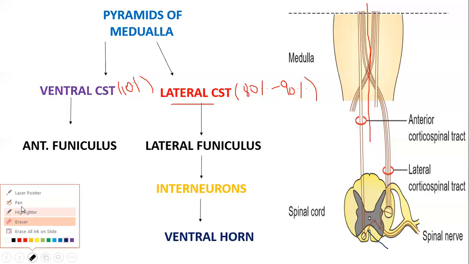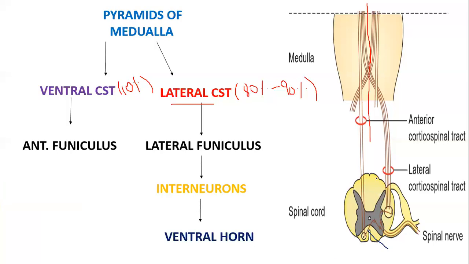Okay, so what is happening? From your ventral white commissure, it is going to cross the midline related to your gray commissure. So from white commissure it goes to gray commissure, crosses the midline, and finally reaches your ventral horn. And from the ventral horn, you have your effector neuron going out, and it is going to supply the muscle.